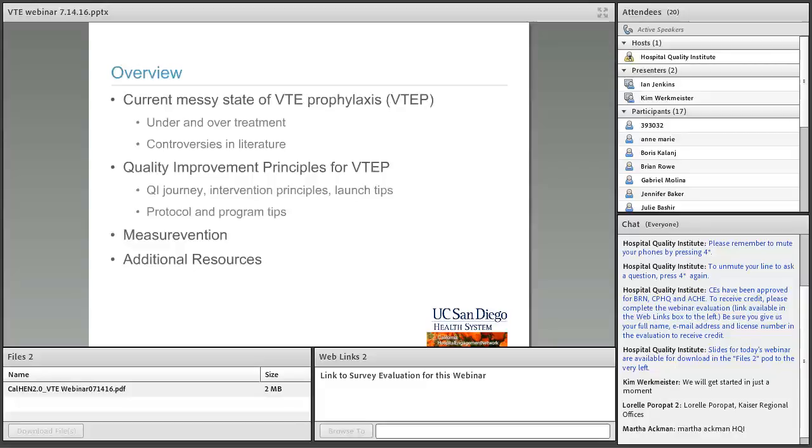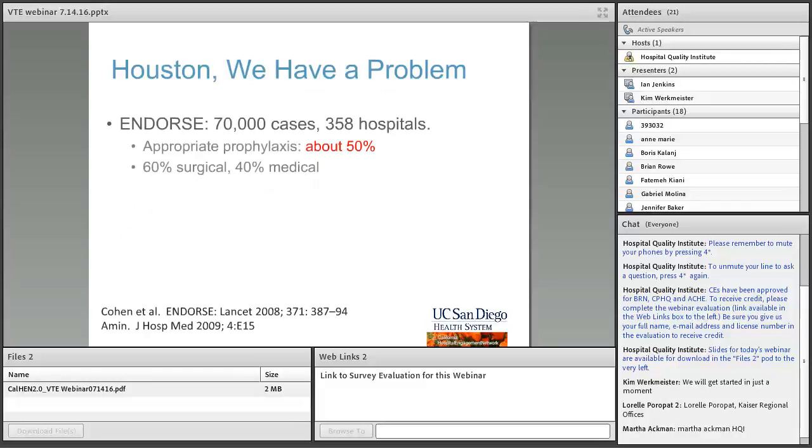And then we'll look at the quality improvement principles needed for VTE prevention projects. And that includes just an overview of the quality journey in general, techniques for intervention, how to do a proper implementation, how to design a good VTE prevention protocol, and tips for running the VTE program. And then lastly, we're going to focus in on one technique which is really useful if you want to get to near perfect prophylaxis, and that is measurevention. And I'll refer you to some additional resources at the end.